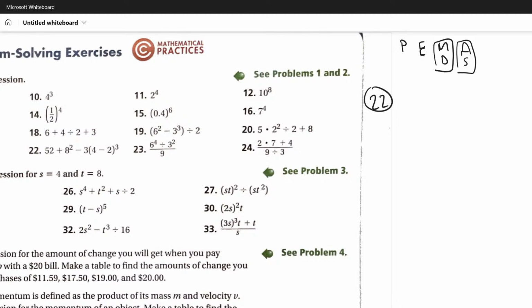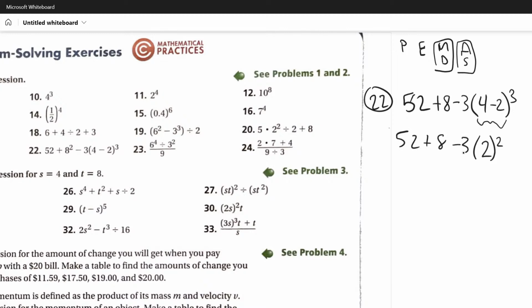22 is 5 squared plus 8 minus 3 times 4 minus 2 all to the third power. Okay, so we need to do the parentheses first. The parentheses is 4 minus 2, which is 2. Now I'm going to write everything down: 5 squared plus 8 minus 3 times that.